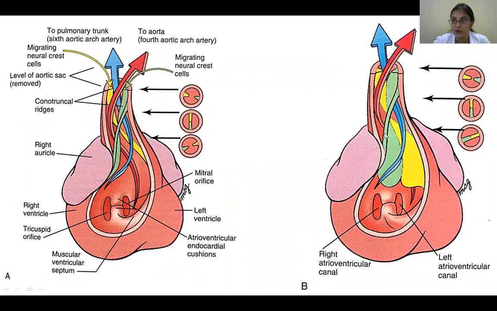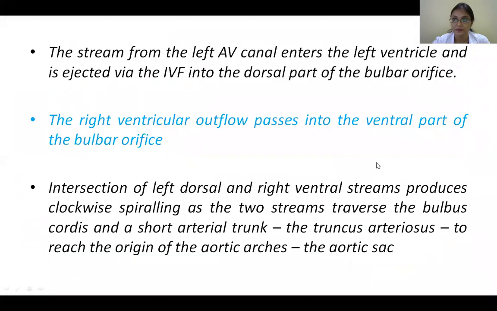This is the outflow tract septation, the aorticopulmonary septation. You can see this part. The stream from the left AV canal enters the left ventricle and is ejected via the interventricular foramen into the dorsal part. I told you the dorsal part. Right ventricular outflow passes into the ventral part. The intersection of these 2 streams produces clockwise spiraling as they traverse the bulbus cordis and a short arterial trunk, which is your truncus arteriosus, to reach the origin of the aortic arches.